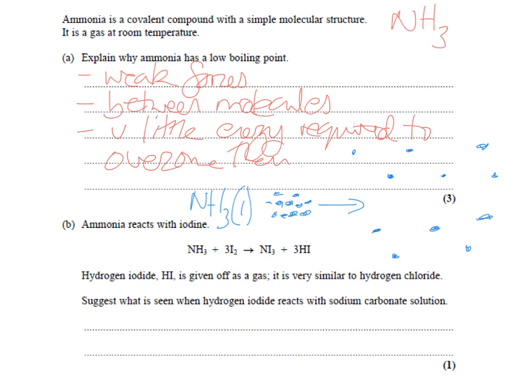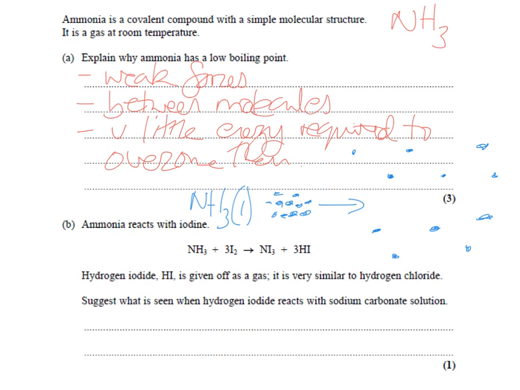Now if you get your periodic table out, and you should always have your periodic table when you're doing these questions, you'll see that iodine and chlorine are both in the same group. They're both to the far right of the periodic table. So you would expect hydrogen iodide and hydrogen chloride to react in a very similar fashion.